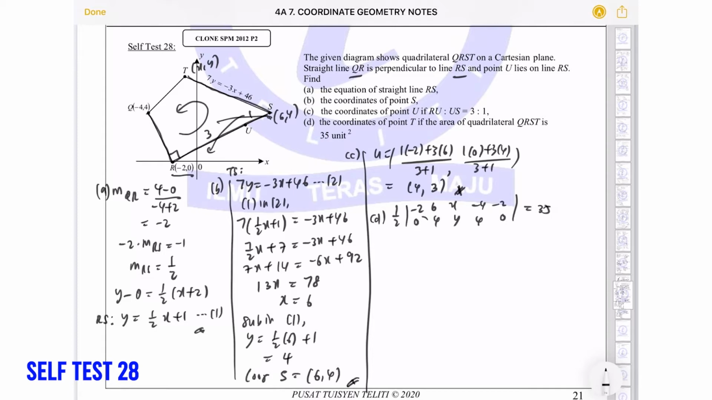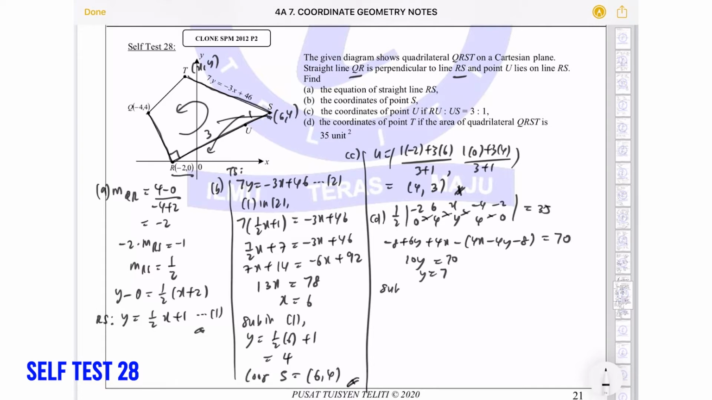Just calculate only. This is minus 8 plus 6y, then plus 4x. The last one is 0. This is 0 as well. Minus 4x minus 4y minus 8. 35 times 2 is 70. So when you put it together, notice that the x will cancel each other off. 6y minus minus 4y is 10y. Minus 8 minus minus 8 cancel as well. My y is just 7.